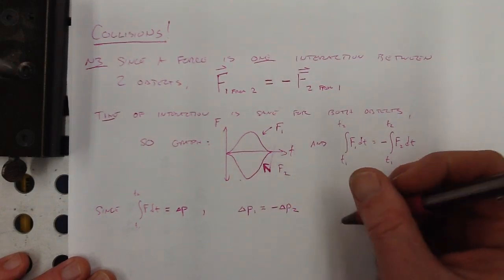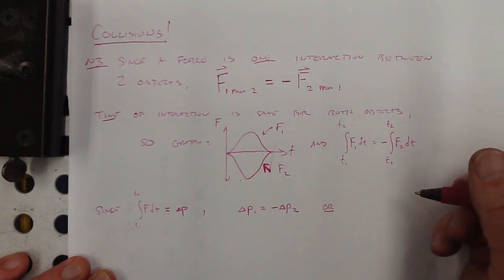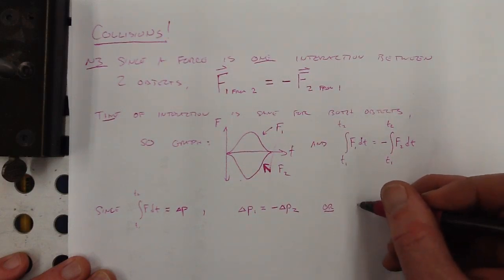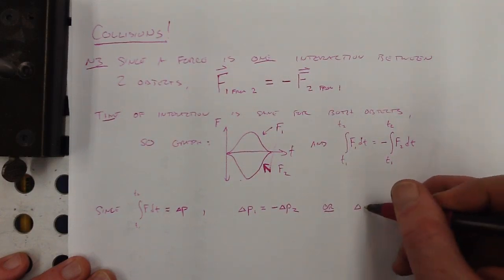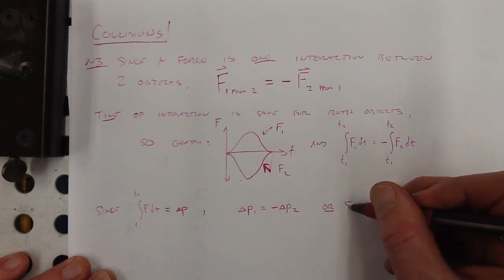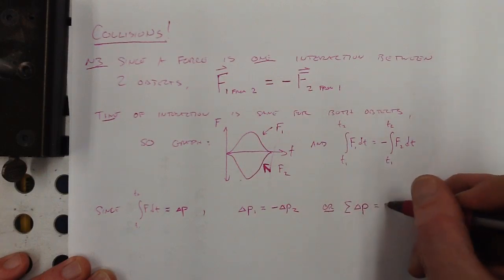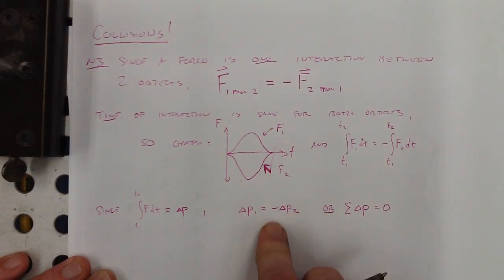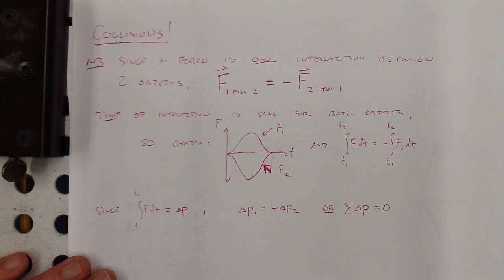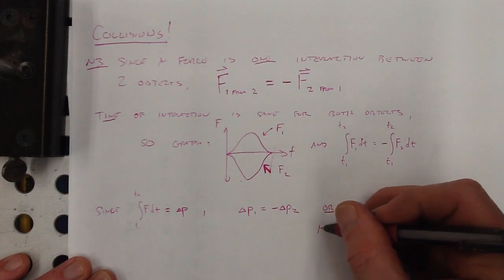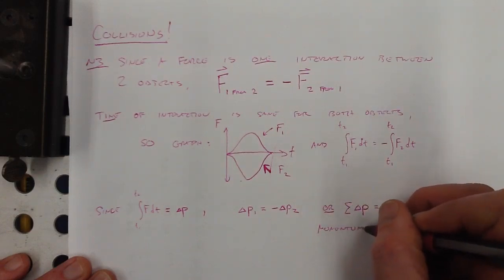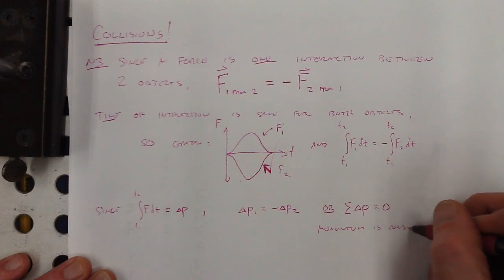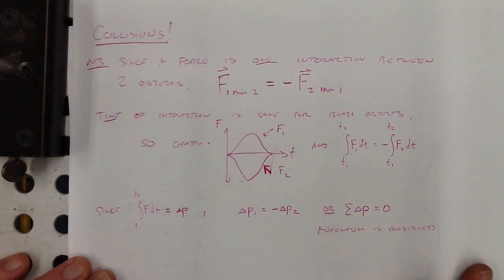One of them would be to say that the total change in momentum is 0, right? Because you could add that to the other side. Then you have the change in momentum of 1 plus the change in momentum of 2 is equal to 0. So you could say that the sum of all the change in momentum is 0, or momentum is conserved. Now, when is it conserved exactly?